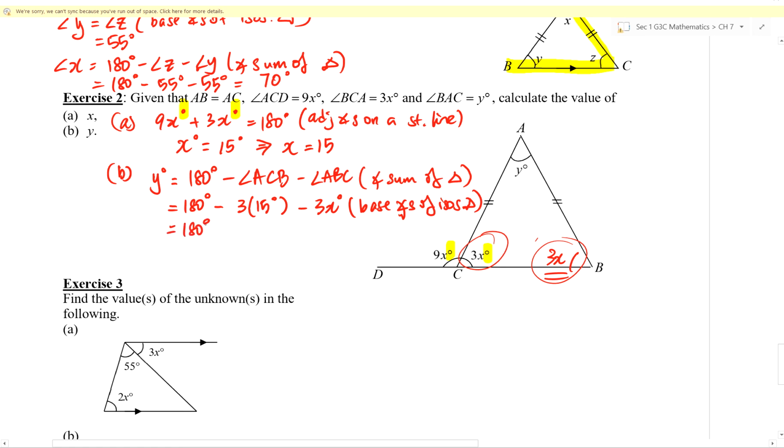Now next part, 180 minus 3 times of 15 is 45 degrees. Minus again another 3 times of 15 degrees. We get the value of y as 90 degrees. So since they want the value, y is equal to 90.